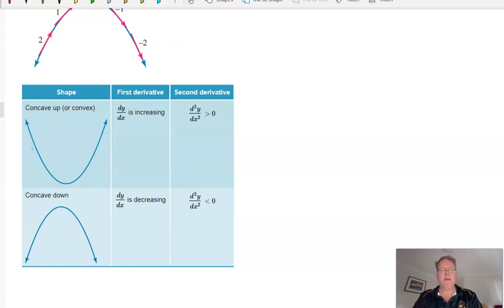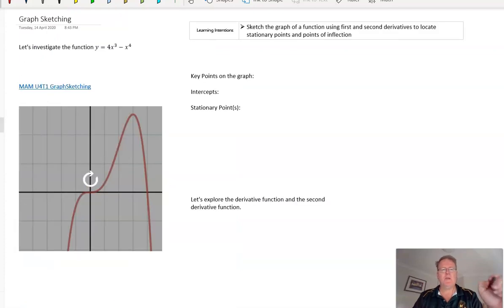Similarly, if we have concave down, then we have our derivative decreasing. It's going from a positive to a negative gradient, so therefore it must be decreasing. And the second derivative, the rate of change of the gradient, is less than zero. It's going towards the negative. So we're going to use those ideas plus others to help us with understanding a function.